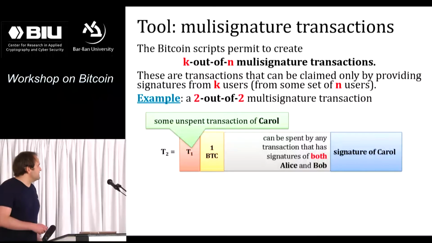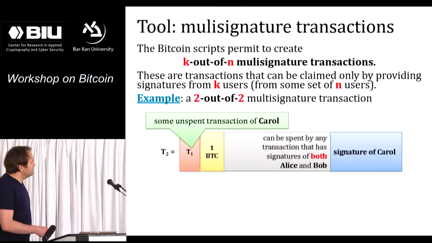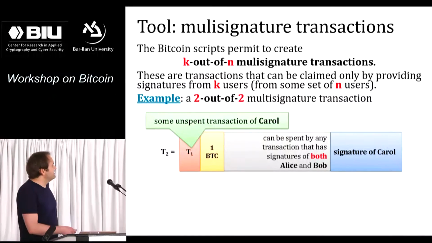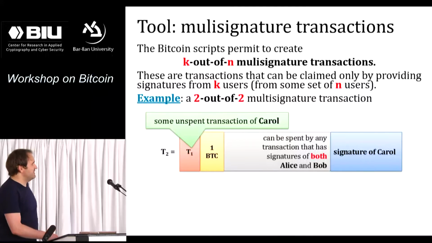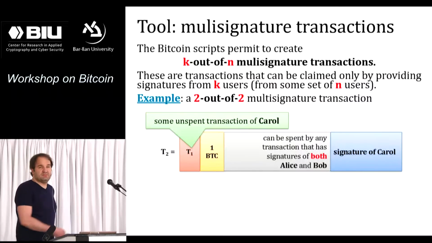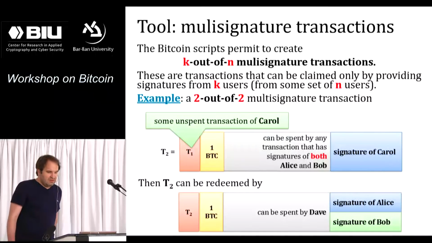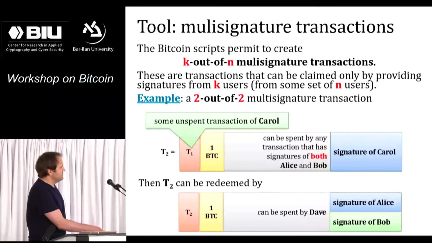So it's a transaction like this. Suppose there is some unspent transaction of Carol on the blockchain, and the transaction is like this. We say it can be paid by any transaction that has signatures of both Alice and Bob. And it's signed by Carol because it's redeeming an unspent transaction of Carol. So this can be redeemed by a transaction that can be spent by Dave, and it carries the signature of Alice and the signature of Bob.